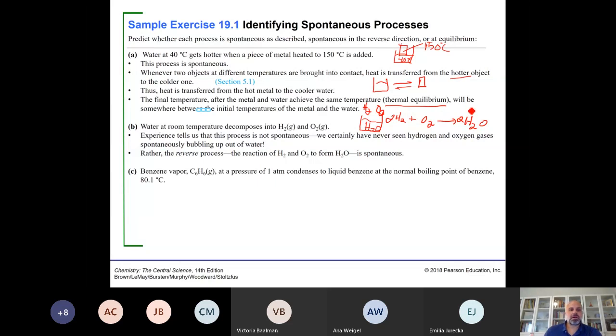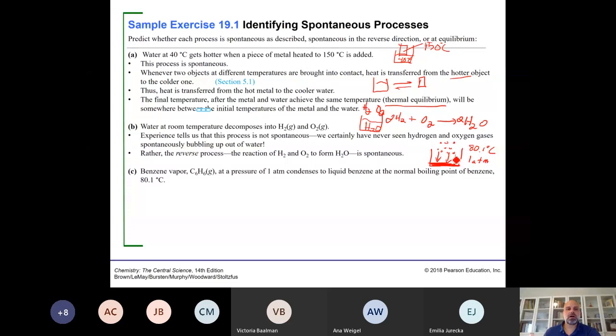Next, benzene vapor at a pressure of 1 atmosphere condenses to liquid benzene at the normal boiling point of benzene, 80.1 degrees Celsius. Right now we have a container with vapor particles of benzene at 80.1 degrees Celsius and 1 atmosphere pressure. What you're going to watch is these droplets condensing, these vapor particles condensing into a liquid down here. So this is going to be a spontaneous process.